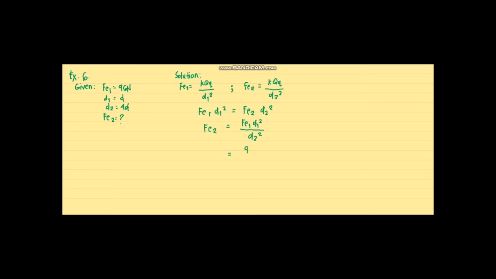Deriving it further, we can now get the electrostatic force, the second electrostatic force. We have now 96 times D squared over 4D squared, since it was mentioned that it is quadrupled. Solving it further, we will have Fe2 as 6 newtons. Now see that since the distance is quadrupled, the electrostatic force has decreased to 6 newtons. It became 1/16 of the original electrostatic force.